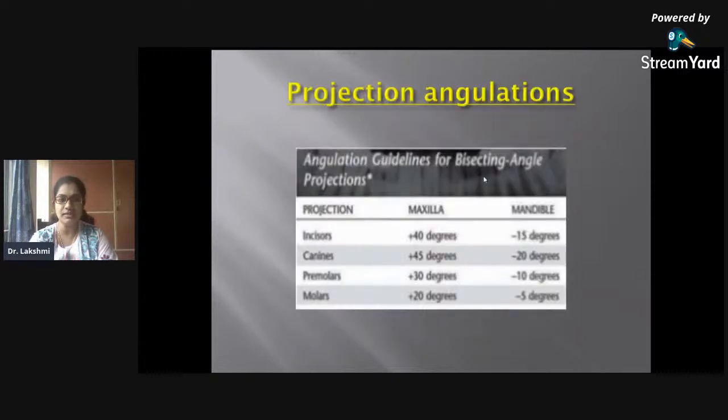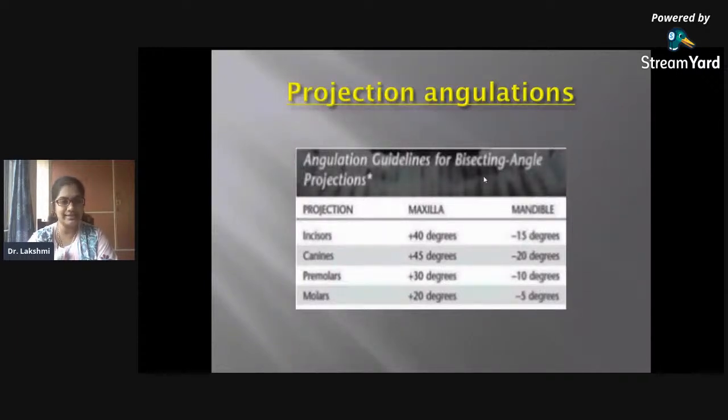Okay, so this table, I have referred to this from the 6th edition of White and Pharoah. You can also go through the same. So projection angulations, these are the vertical angulations, and what is a vertical angulation? It is from where you have to hit the central ray on the focal spot. So there are different angulations for different teeth.